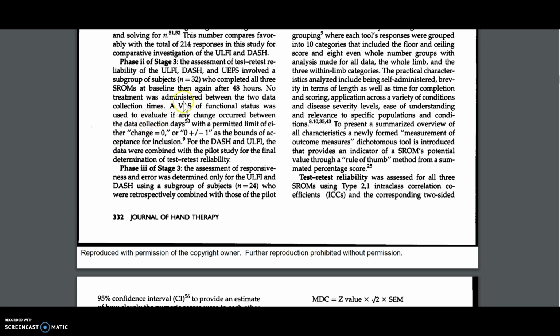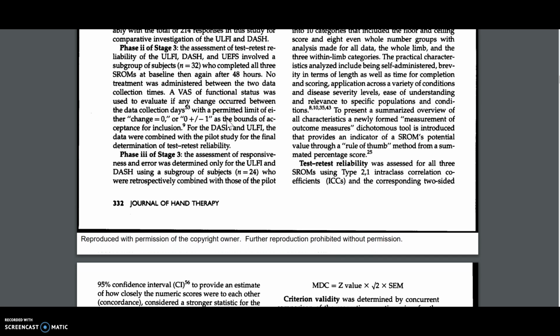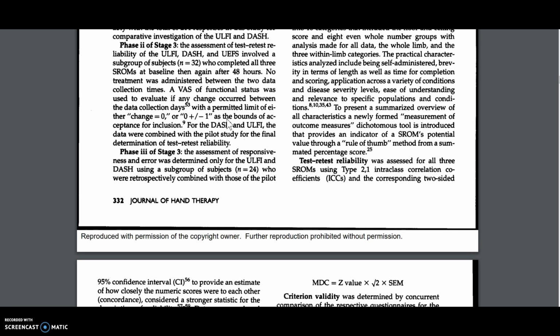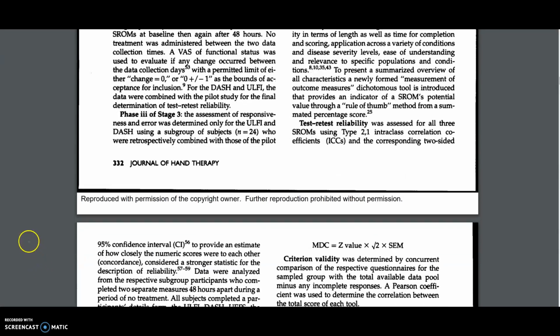Okay? A VAS of functional status was used to evaluate if any change occurred between the data collection days, with a permitted limit of either change equals 0 or 0 plus or minus 1 as the bounds of acceptance for inclusion. For the DASH and the ULFI, the data was combined with the pilot study for the final determination of test-retest reliability. So again, they're just telling you how they came up with their statistical values for test-retest reliability.